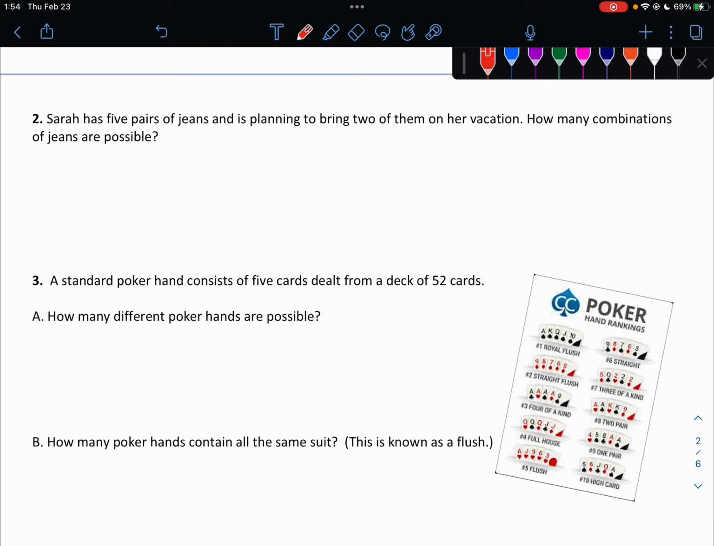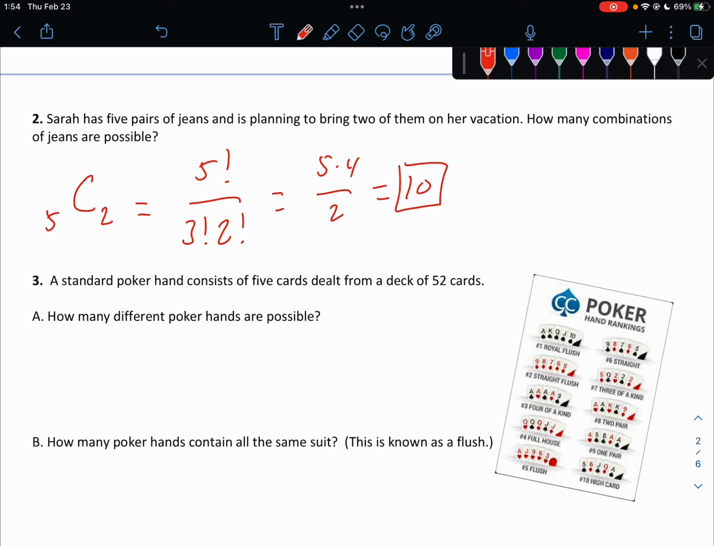All right, so we have 5 pairs, we're choosing 2. So that would be 5 factorial over 3 factorial times 2 factorial. 5 factorial over 3 factorial is just 5 times 4, over 2. So this would be 10 different combinations.